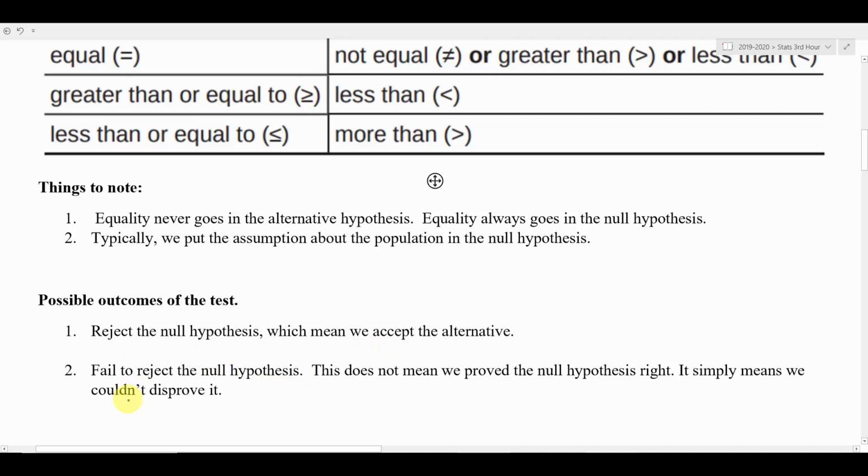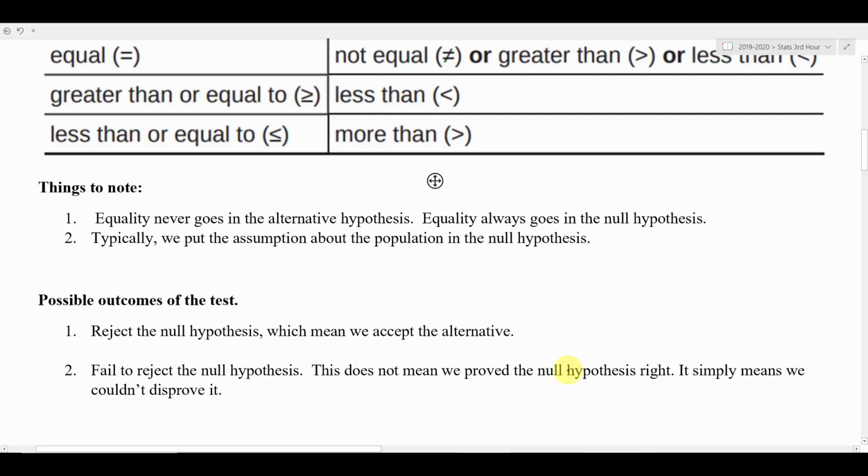The other option at the end of the test is to fail to reject the null hypothesis. Okay, so we have run the test, we've gathered our data, and there just wasn't enough evidence for us to reject whatever the assumption was about the population. We can't reject it. It doesn't mean that we prove the null hypothesis right. It doesn't mean that the actual mean height of men is 70 inches. It just means we don't have enough information to say that it isn't.